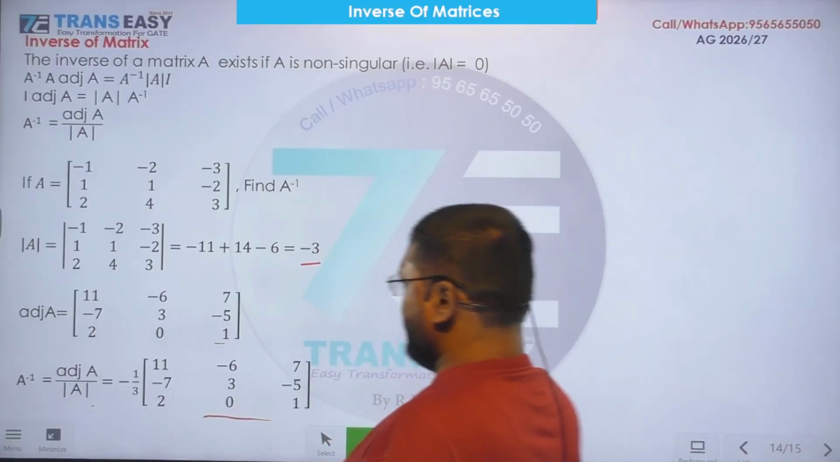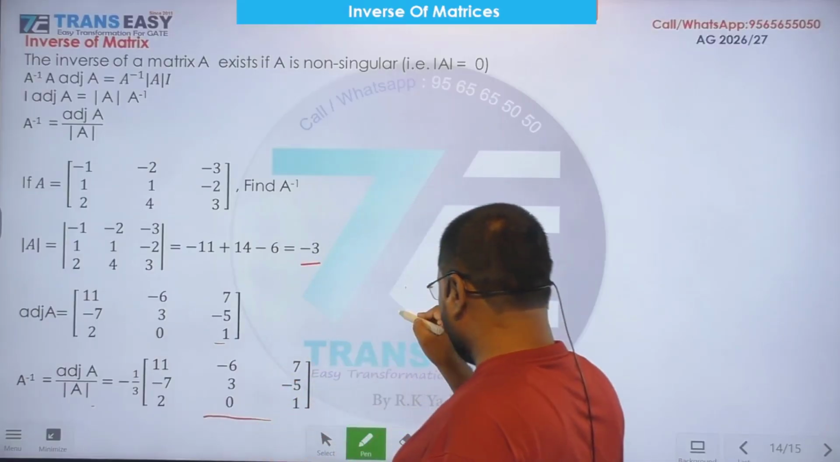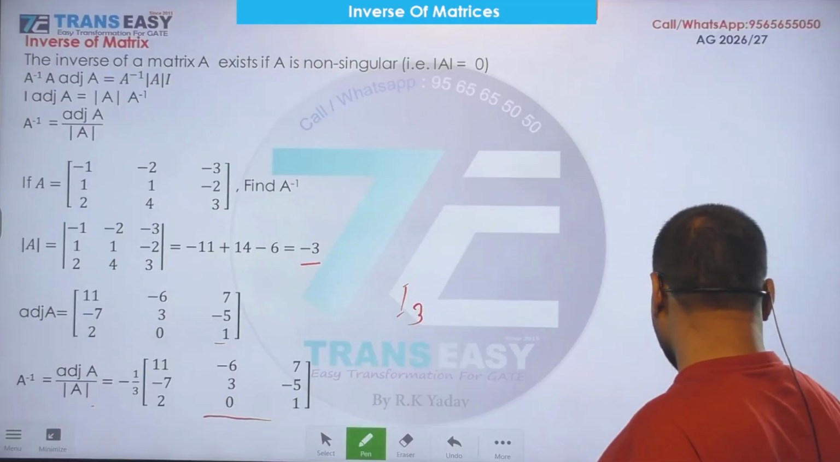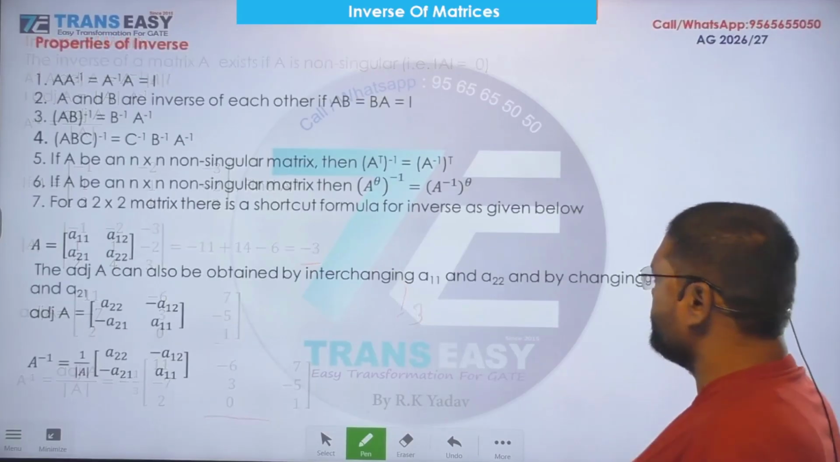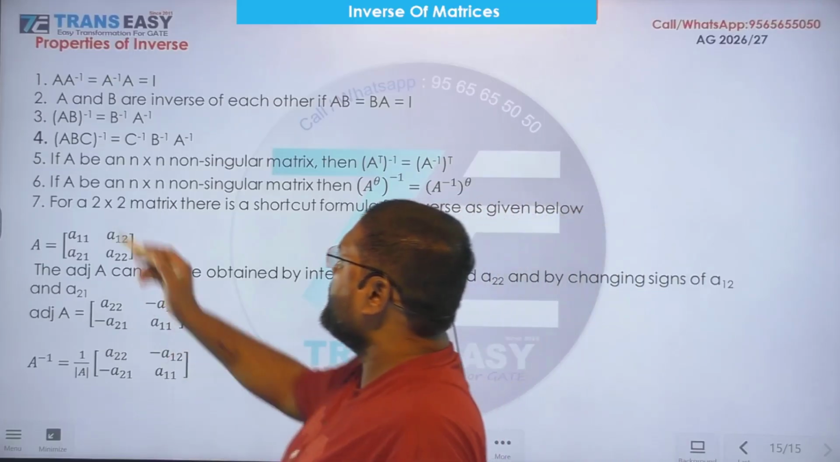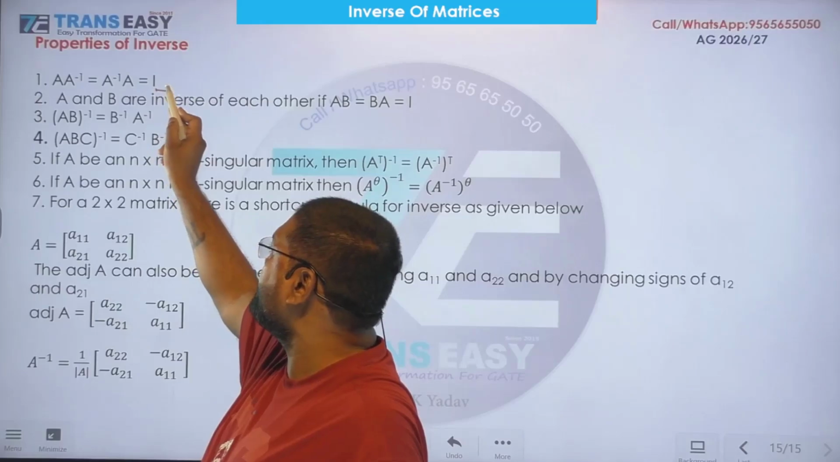If we multiply A and A inverse, we'll get identity matrix of order 3: 1 0 0, 0 1 0, 0 0 1. Properties of inverse: A into A inverse or A inverse into A, identity matrix of the same order.